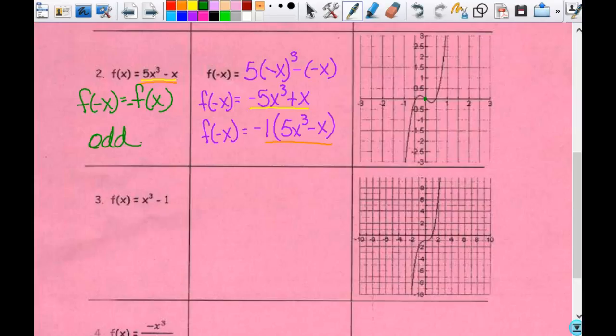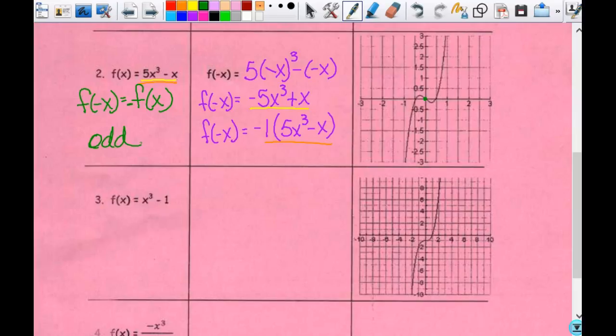Okay, everybody good with that? So if you end up with the exact same thing, it's automatically even. Then you factor out a negative 1, and if what you have in parentheses is f of x, what you have is negative f of x, so that makes it an odd function. Easy enough? Questions about that? All right, so let's look at the next one.